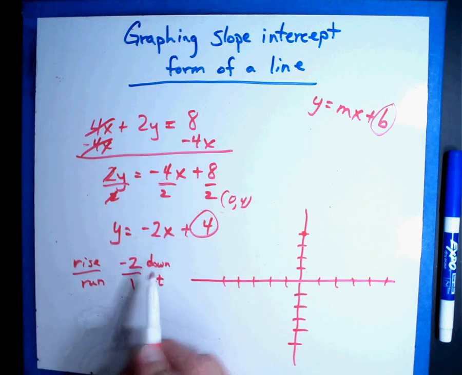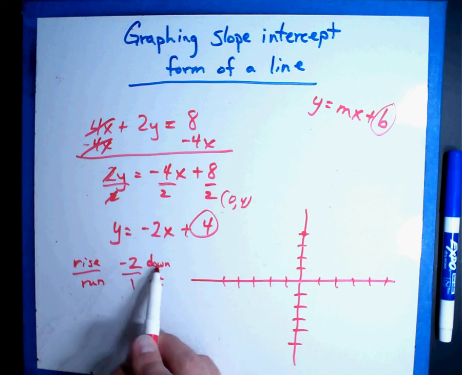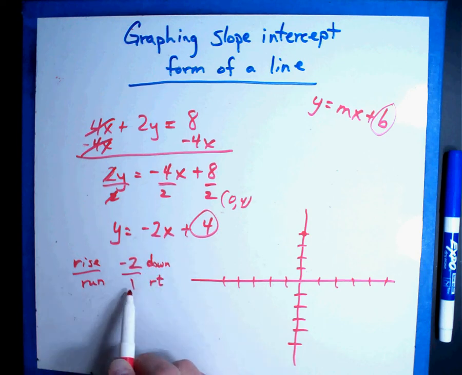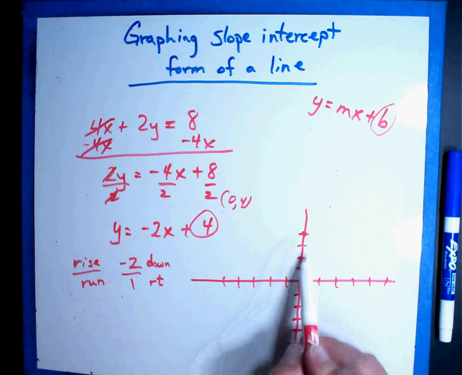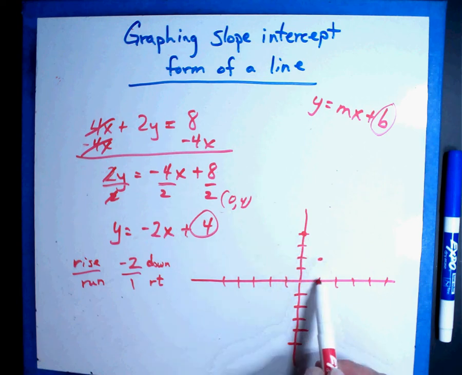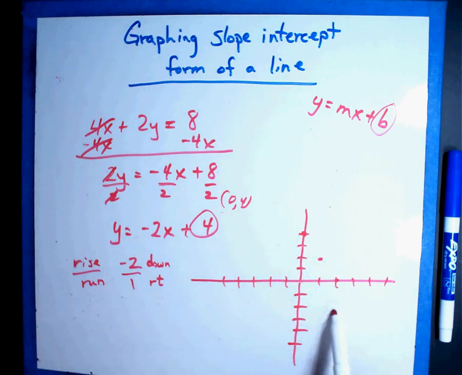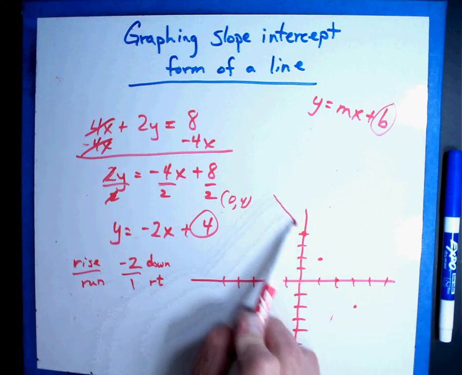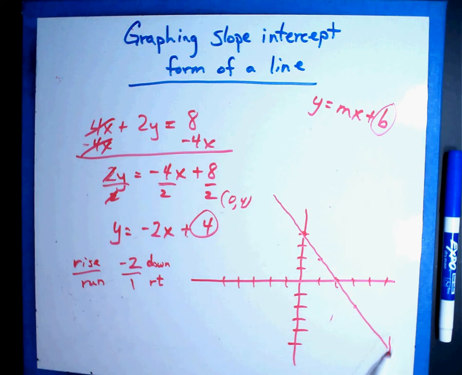Again, how did I know that? Negative is down on a number line, and positive is right. So I'm going to go down 2, right 1, down 2, right 1, down 2, right 1. Now you'll notice I have four dots. So I have a pretty good line right there. And if you put it on a graphing calculator, that's what you'll get.